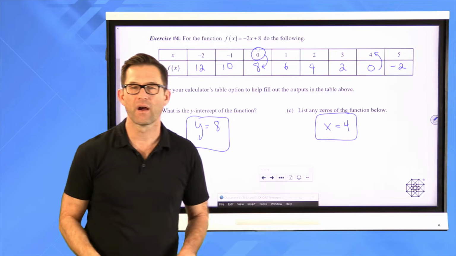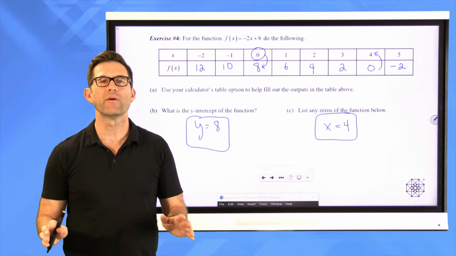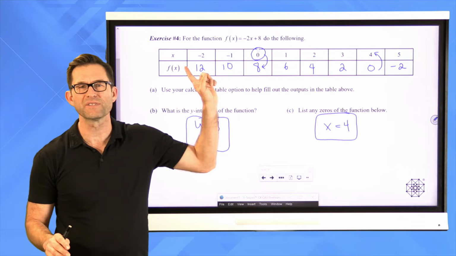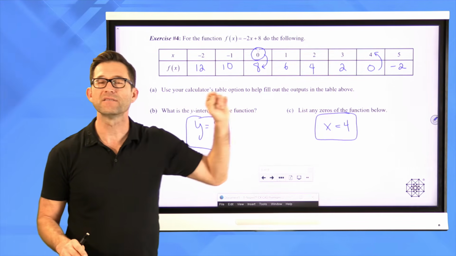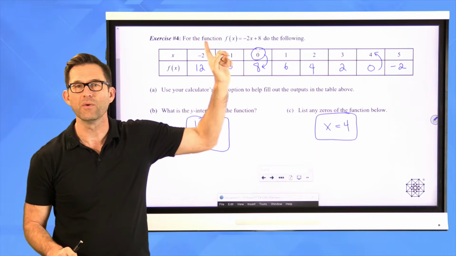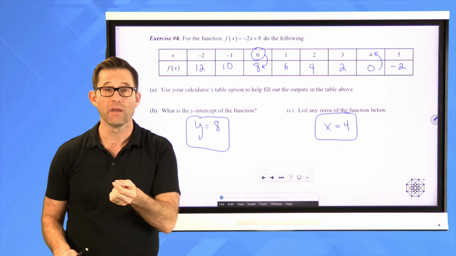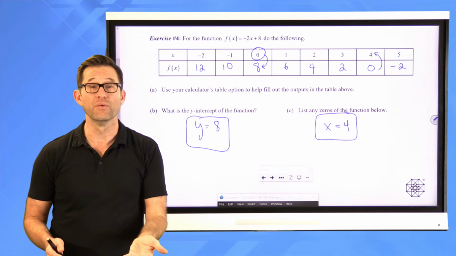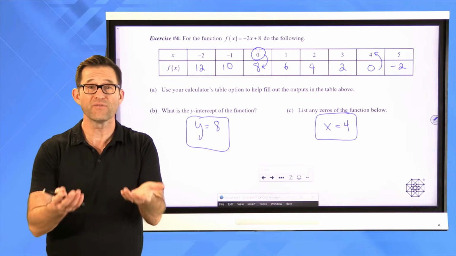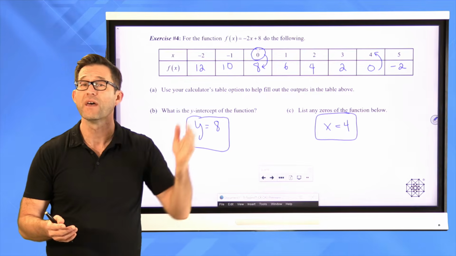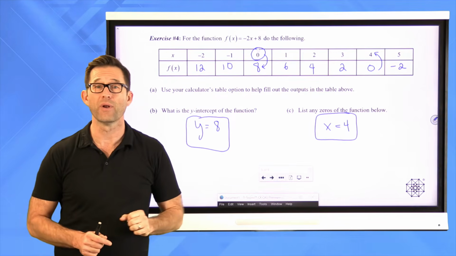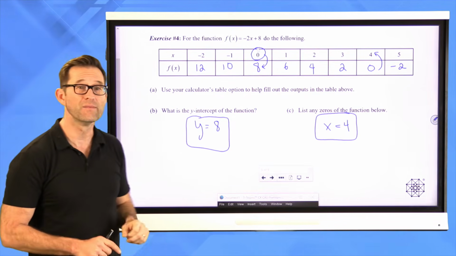All right? Tables are very, very easy to use because it's simple to see the inputs and to see the outputs, much easier than you can do by just the formula. But the great thing is the technology that we are required to use in this course. We have to use it, on certain problems, can very quickly give you those input-output pairs. All right, let's get a little more work with this.